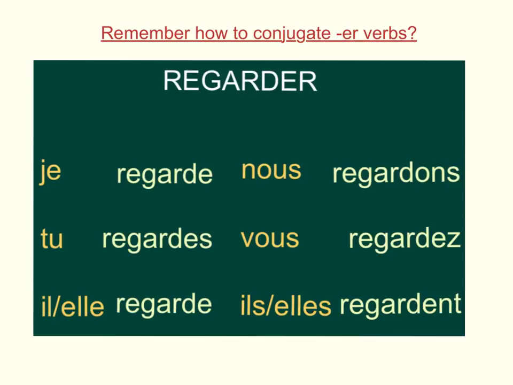So just a quick recall about conjugating those ER verbs. Our example is regarder. We drop that ER, we're left with our root, and we use that to conjugate it. So we add our endings. For je, it's E. Tu is es, il and elle singular is e, nous is ons, vous ez, and il and elle plural ent. Okay, so je regarde, tu regardes, il elle regarde, nous regardons, vous regardez, ils elles regardent.